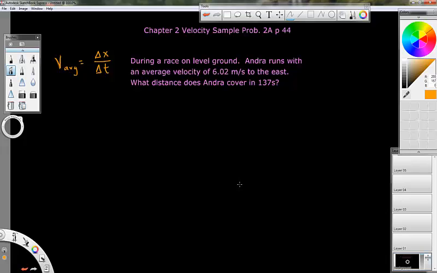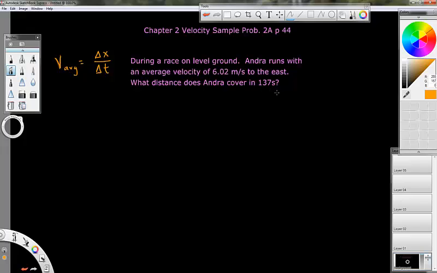Good morning. We're in chapter 2 talking about velocity. A little sample problem in physics right now. It says during a race on level ground, so assuming we're like in a track or something like that, Andra runs with an average velocity of 6.02 meters per second to the east. So that's her average velocity. And note that it indicates a direction here too, because a velocity always has a direction with it. What distance does Andra cover in 137 seconds?